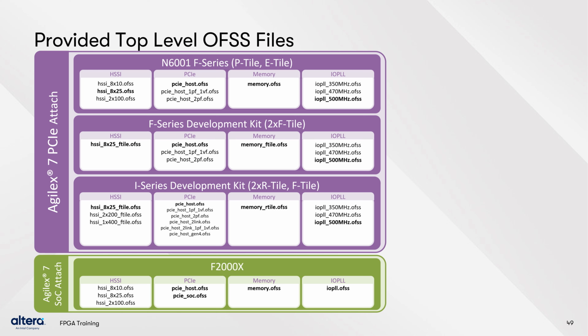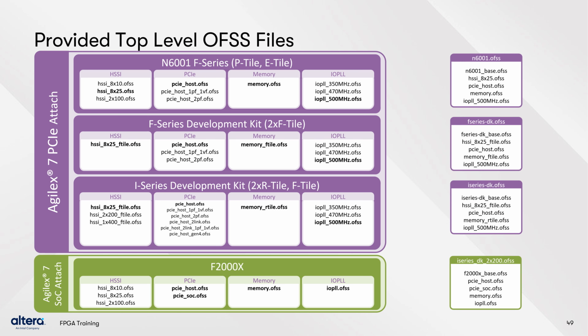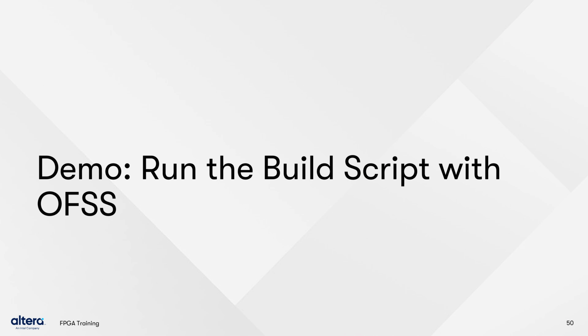In addition to pre-provided IP OFSS files, there are also pre-provided top-level OFSS files. These are configurations which you can use to quickly build different shell designs. These files are the default configurations that are used when no OFSS files are specified on the command line when running the build script. In this demonstration, I will show how you can use OFSS files when running the build script.